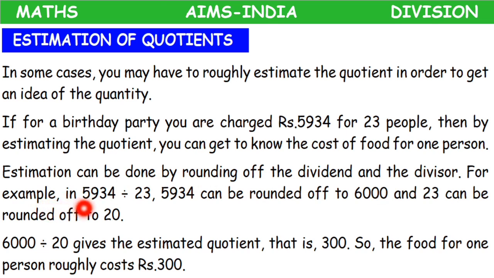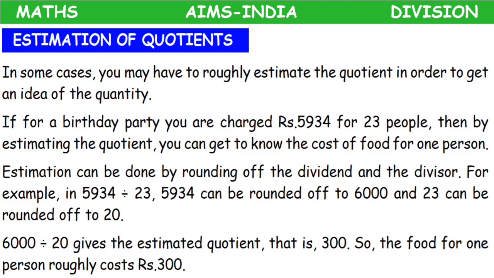For example, see what they are saying. Estimation of quotients. Okay, children, already in addition, subtraction and multiplication, we have done estimation of sum, difference and products. In the same way, here, what is a quotient? Quotient is the answer that we get from division. So how to get an estimated quotient? We already know what estimates are, right? Estimates are not exact numbers. They are nearer numbers to the exact numbers, approximate values.